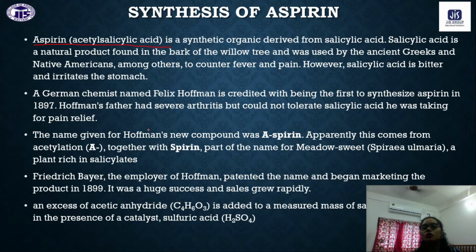Okay, so aspirin is a synthetic organic compound derived from salicylic acid, which we also use in the lab. Okay, salicylic acid is a natural product found in the bark of the willow tree and was used by the ancient Greeks and Native Americans, among others, to counter fever and pain. Why do we have fever? Why do we have pain? In previous times, what would happen? They took this natural salicylic acid from the bark of the willow tree. Okay, so that is very helpful for fever and pain.